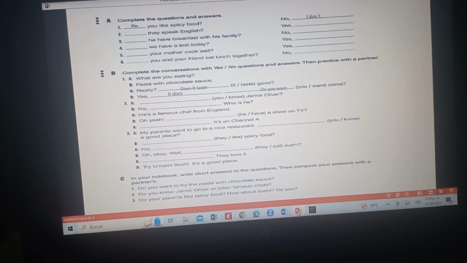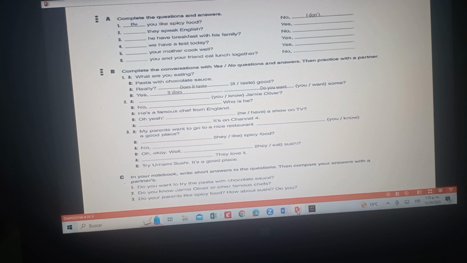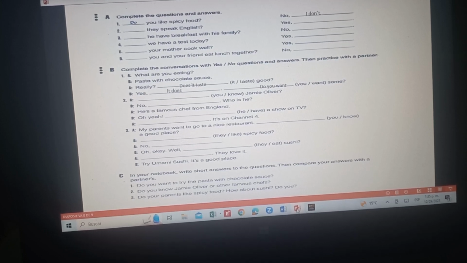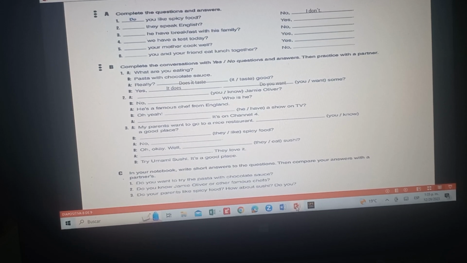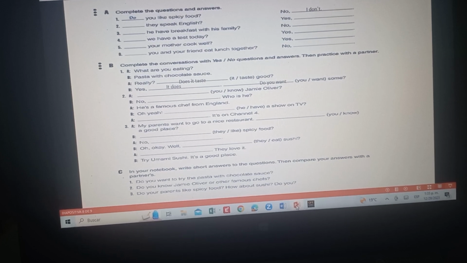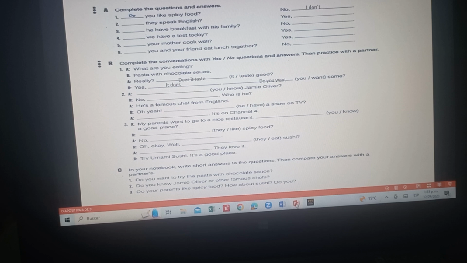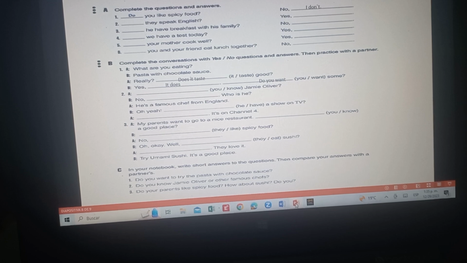here we have some exercises. In this case, for example, complete the questions and answers. Example: do you like spicy food? No, I don't. Also, you have to complete these exercises at home. Another example: what are you eating? Pasta with chocolate sauce. Really? Does it taste good? Yes, it does. Do you want some? You have to complete these exercises also in your book.